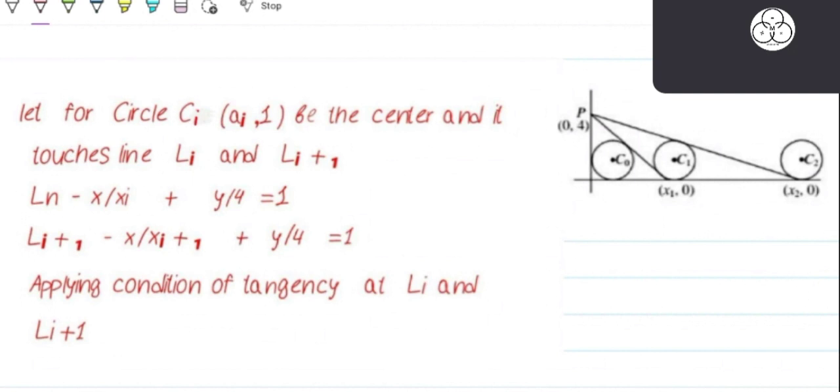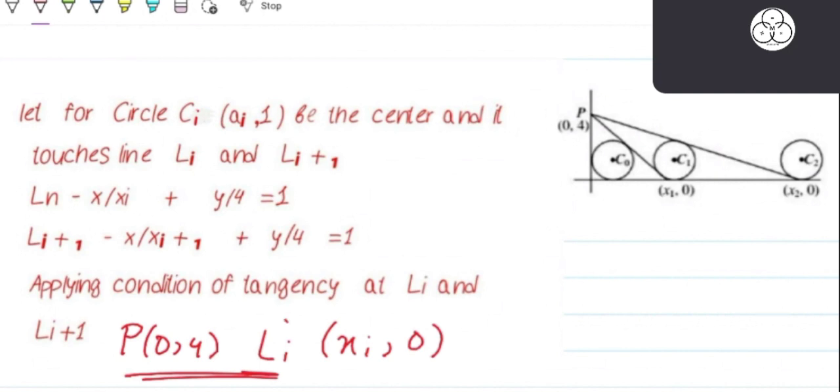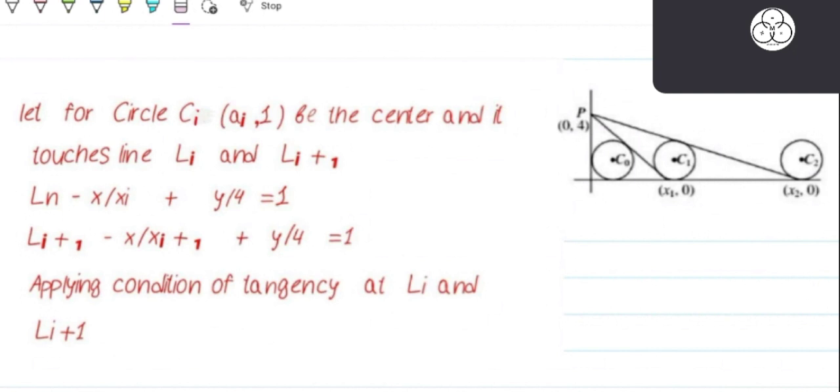So you can write the equation of Li in terms of slope intercept form. We're considering that the line Li is intercepting the x-axis at (xi, 0), and since it passes through the given point P (0, 4), we can write the equation of the line Li in terms of xi and 4 using slope intercept form. That's a very basic concept from straight line. So we have written the equation of Li.